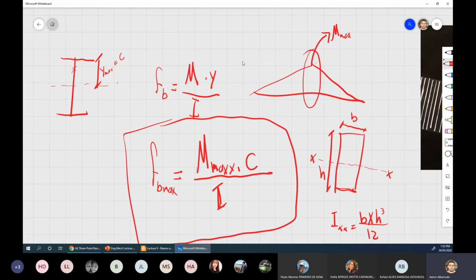So the I value, the moment of inertia or second moment of area, for a rectangular shape is BH cubed on 12. B, please remember, is parallel to the axis that we're looking at. H is perpendicular. So the perpendicular value is always cubed.